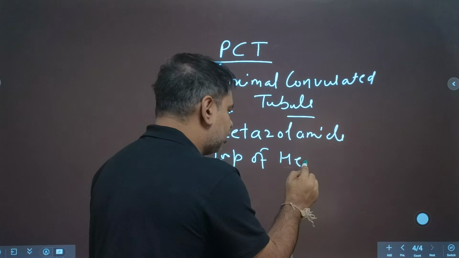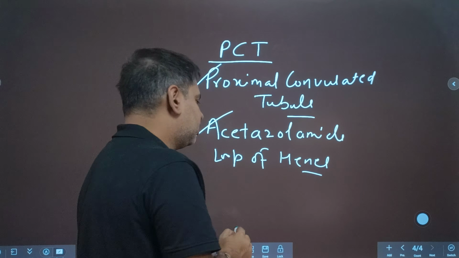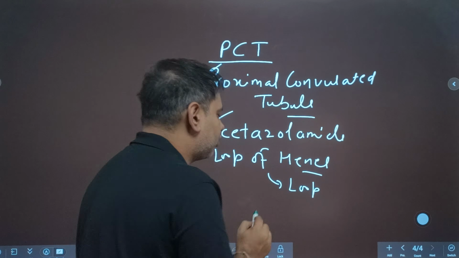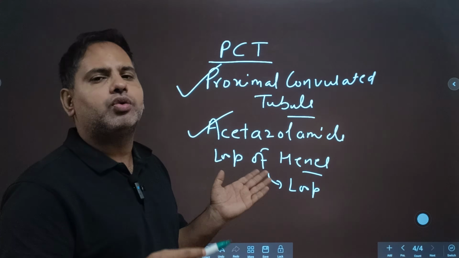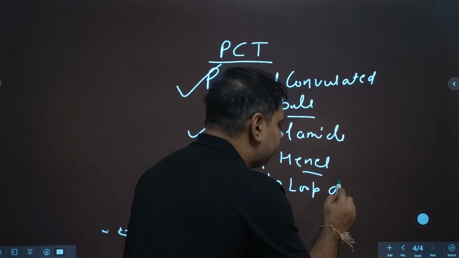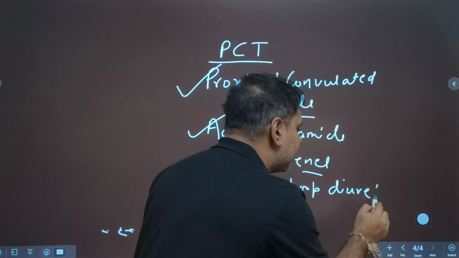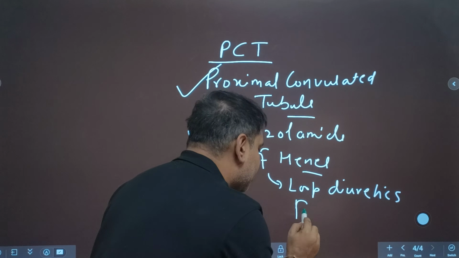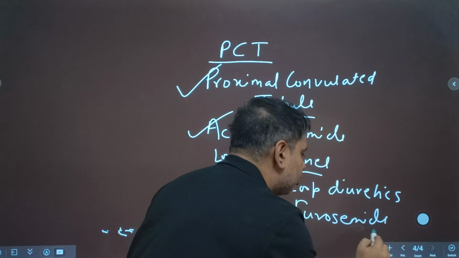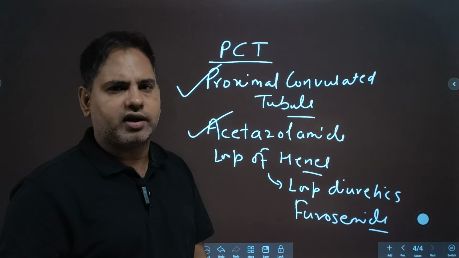The drugs which are acting on the loop of Henle are your loop diuretics. Why are we calling them loop diuretics? Because they are acting on the loop of Henle. So it's simple, we call it loop diuretics. An example of a loop diuretic is furosemide. Loop diuretics are those drugs which act on the loop of Henle.